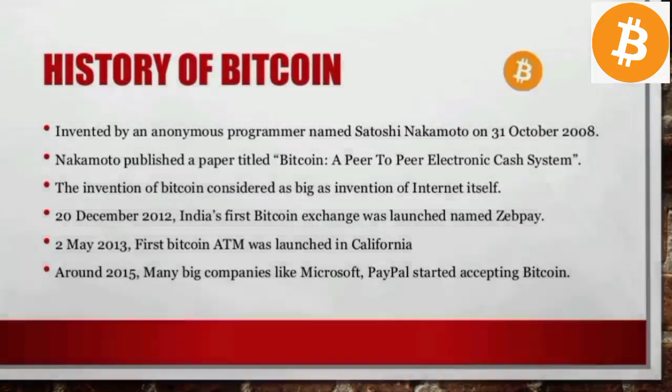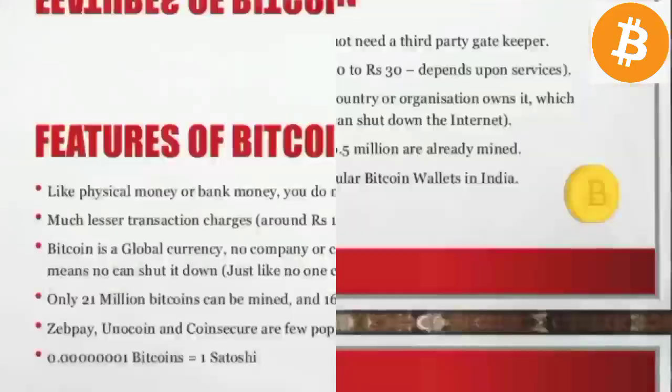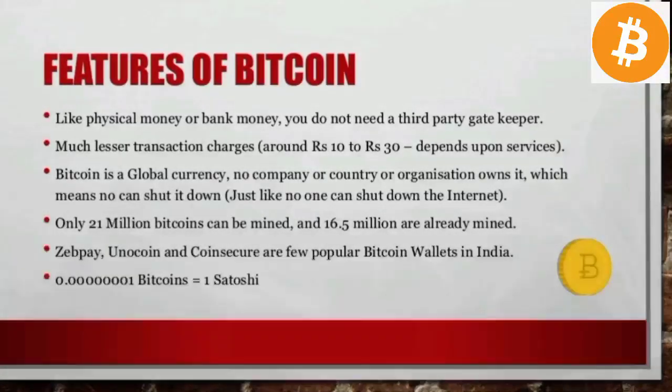Bitcoin was invented by an anonymous programmer named Satoshi Nakamoto in 2008 by publishing his paper named Bitcoin: A Peer-to-Peer Electronic Cash System. In 2012, India started to exchange with Bitcoin, and in 2013, the first Bitcoin ATM was launched in California. If we discuss the features of Bitcoin, Bitcoin doesn't need the involvement of any third party.